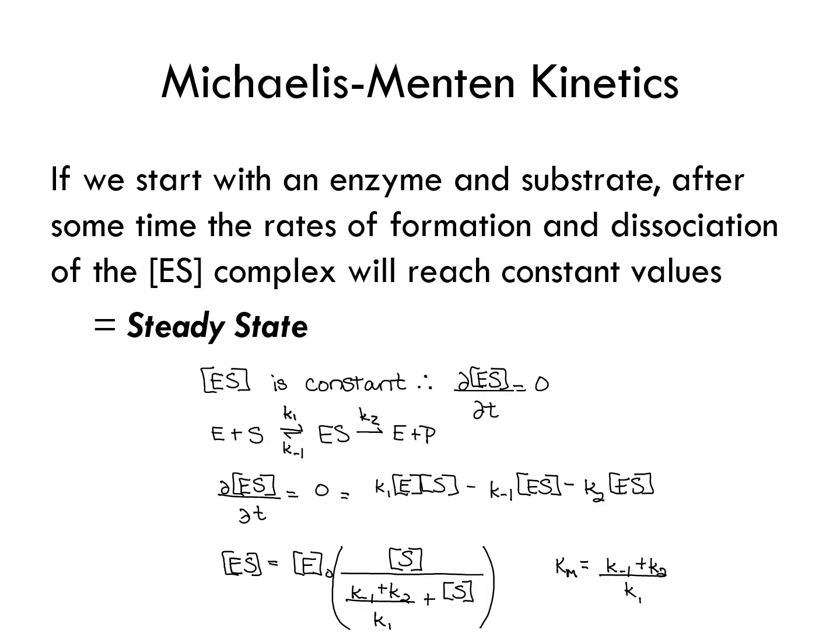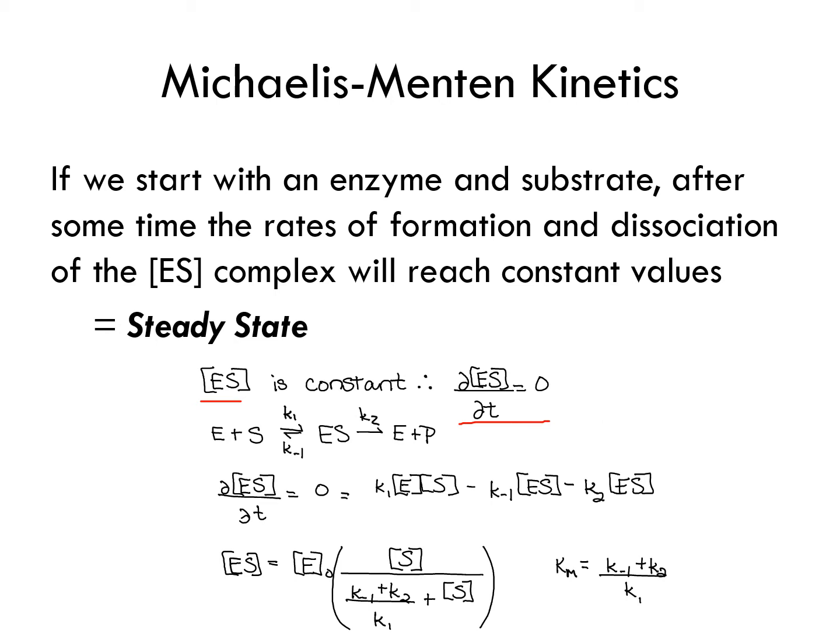Okay, so if we start with an enzyme and substrate, after some time the rates of formation and dissociation of the enzyme-substrate complex will reach a constant value, and this is called steady state. So going a little bit into the math behind this, we have the concentration of enzyme and substrate is going to be constant, which means that our change over time is going to be 0.